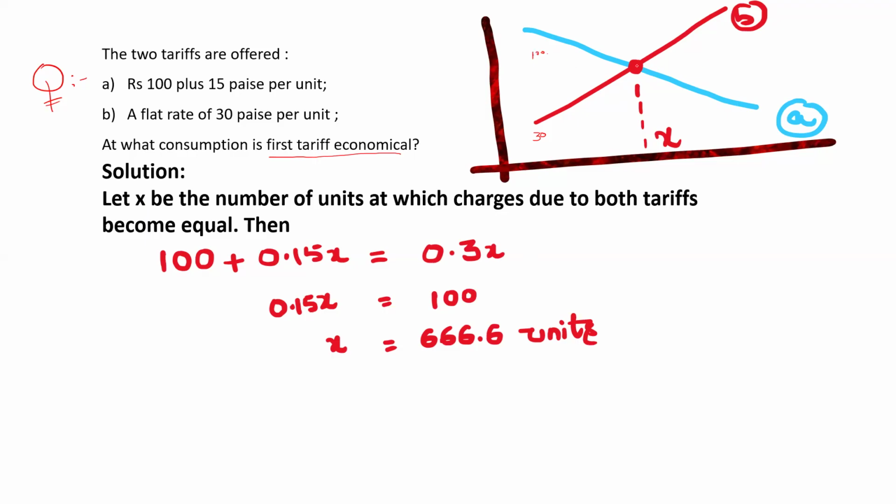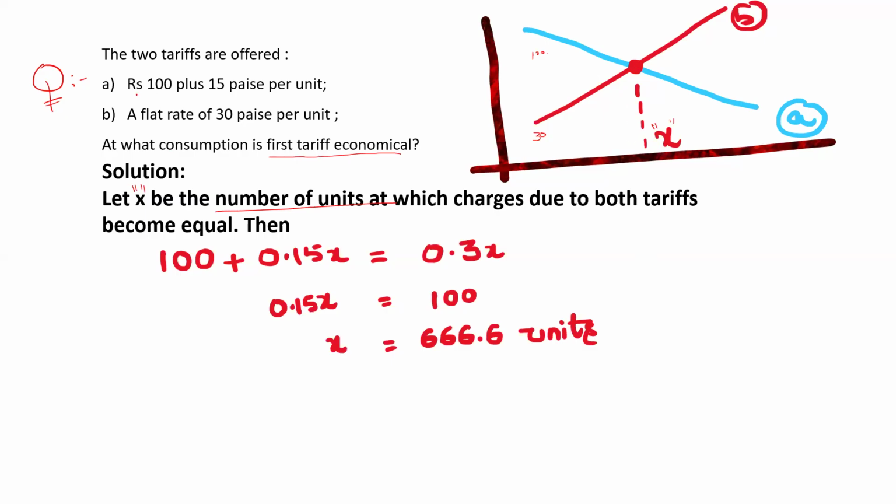They both join at some particular point, which is the unknown quantity. Let x be the number of units. You have to find the point where both the tariffs become equal. I join this point like this, at x.